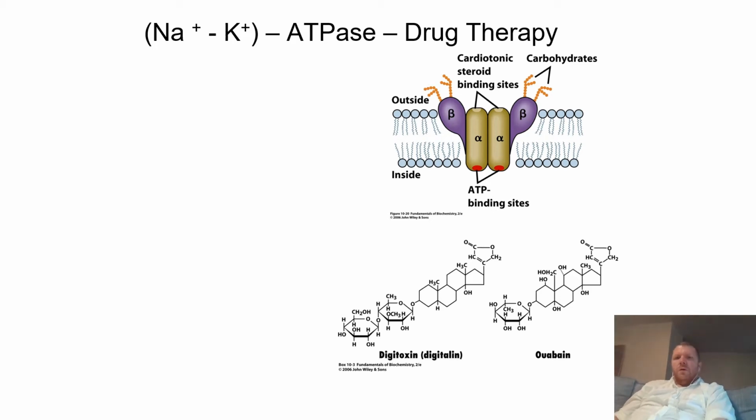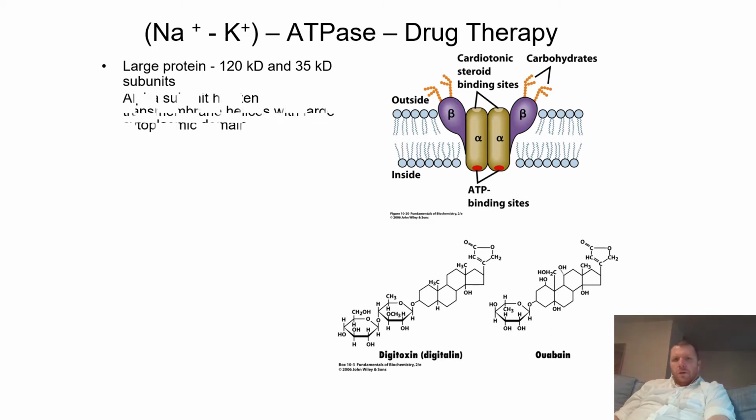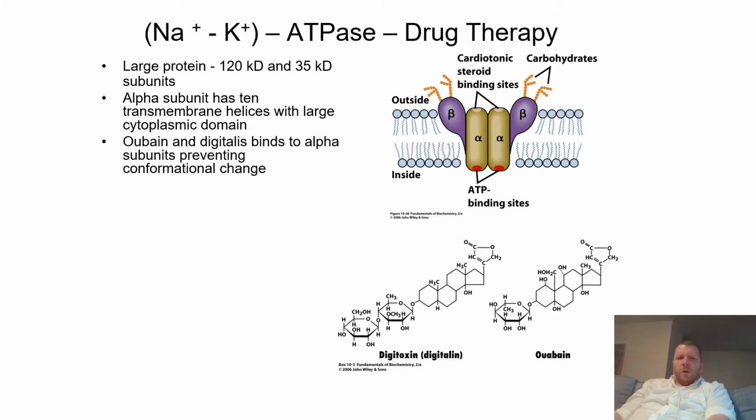Okay, so when it comes to ATPase drug therapy, the large protein here has 120 and 35 kilodalton subunits. The alpha subunit has 10 transmembrane helices with large cytoplasmic domains. Ouabain and digitalis bind to the alpha subunits, preventing any sort of conformational change. We're talking about a conformational change in that E1 to E2 transition.